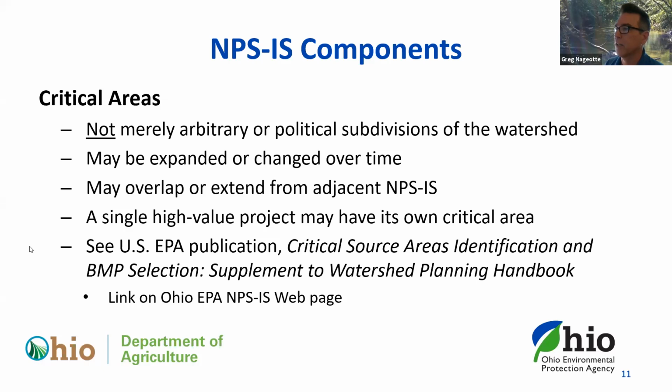They may overlap or extend from adjacent NPS plans. You may have one small critical area for a very high value project. Let's say a downtown municipality wants to restore its stream as a water quality project and as an asset for the community. That may be its own critical area, just as an example. There is a new US EPA publication, critical source area identification and BMP selection. So we encourage you to look at that.